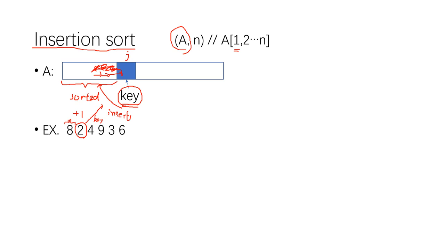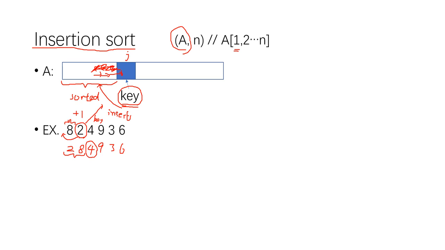So we compare the key to the previous part, and we know we should put the number 2 to here, right? So we copy the 2 to here. Right now the sequence will become 2, 8, 4, 9, 3, 6. Okay, now this part becomes the sorted part, and the next one, number 4, becomes the key.